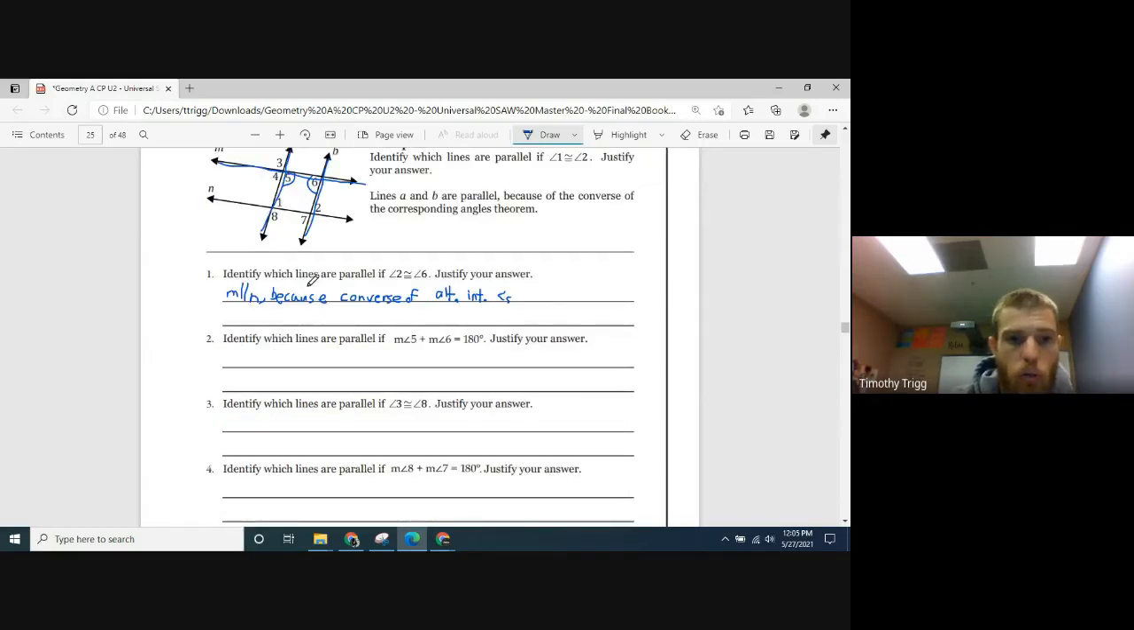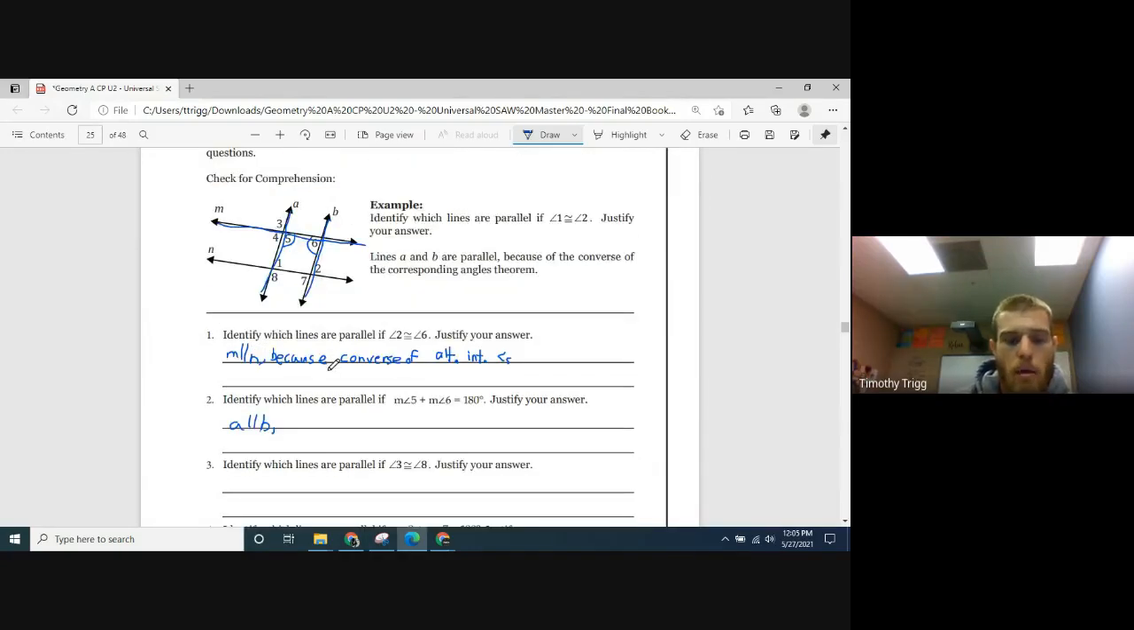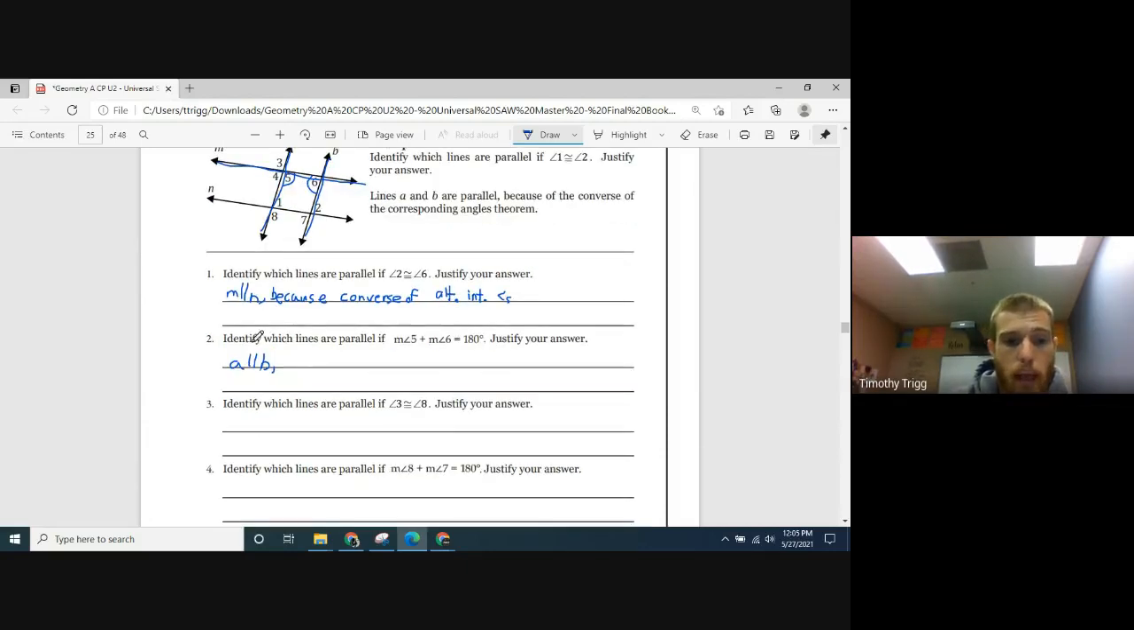Okay, so which lines are parallel? A and B in this case. So A is parallel to B, comma, because why? Because converse of, well, let's see what their relationship is here. Well, they're interior. Are they on alternate sides of M, or are they on the same side of M? Well, they're on the same side of M. So these are same side interior angles. So A is parallel to B because converse of same side interior angles. Make sure you write that all out.